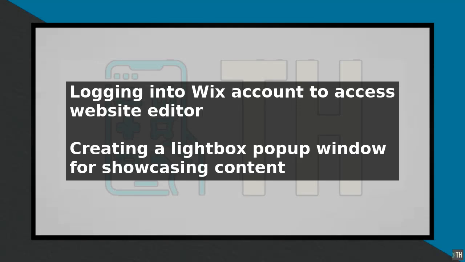To add a Lightbox to Wix, start by logging into your Wix account and accessing the website editor. A Lightbox is a pop-up window that displays content on top of the main website, often used for showcasing images, videos, or promotions. First, click on the Add button on the top bar of the editor. Then select Lightbox from the drop-down menu.